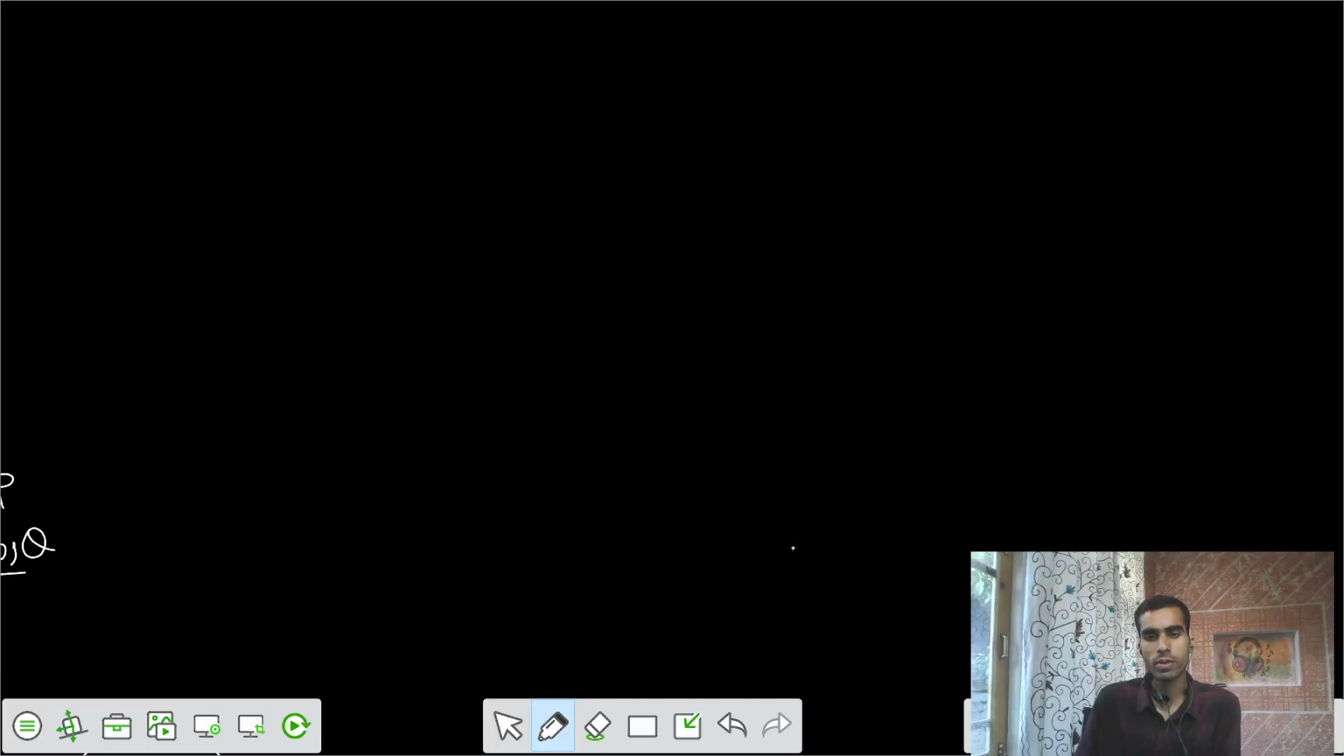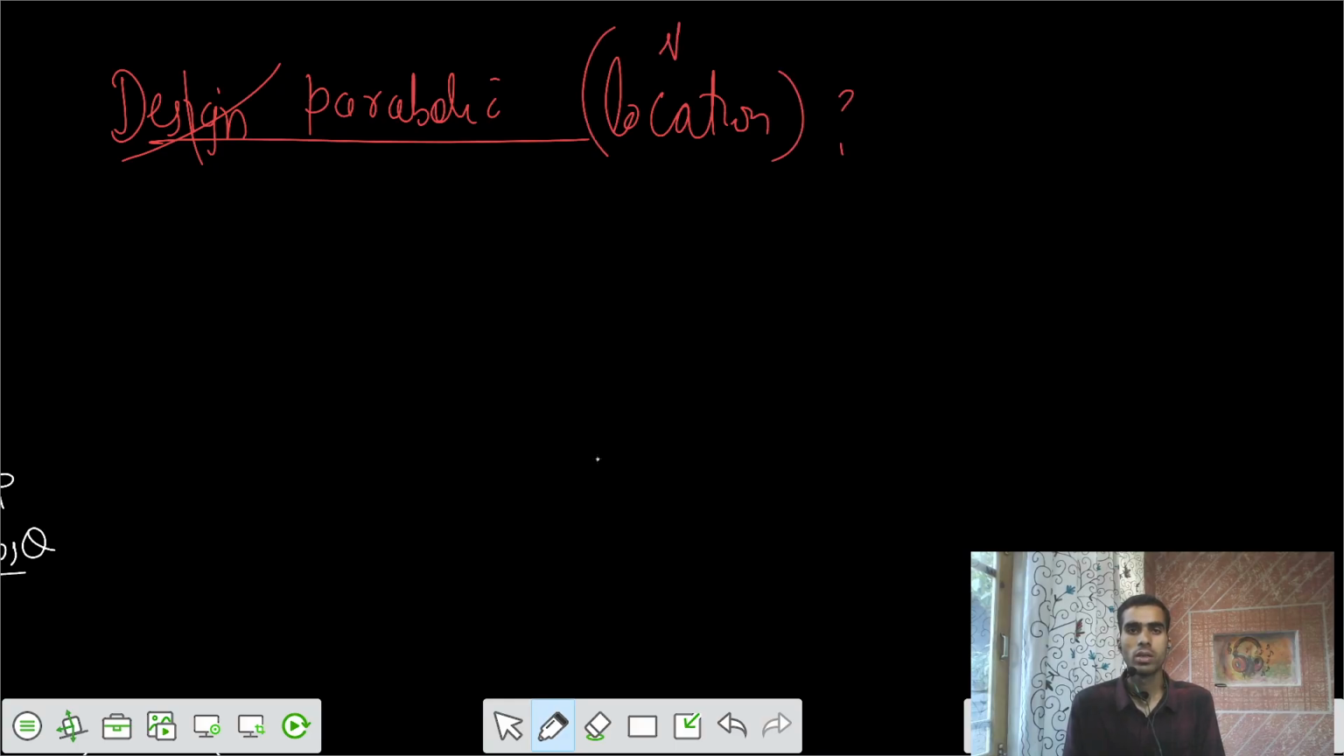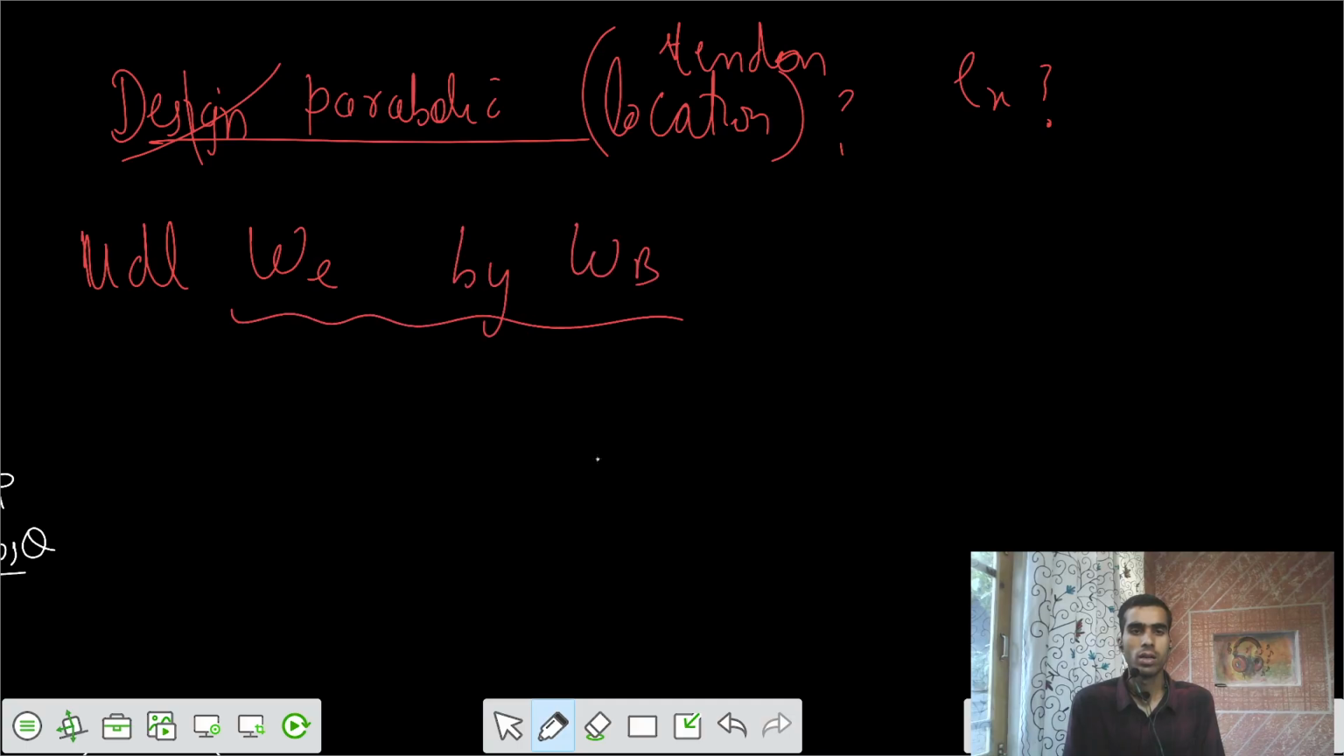So the third case is that if I take a parabolic tendon, I want to design a parabolic tendon. I want to say where should be the location? What should be the location of that cable at a particular section? For that, I have to balance the external UDL by that balancing UDL. I have to balance that completely. So for that, let's try the equation.